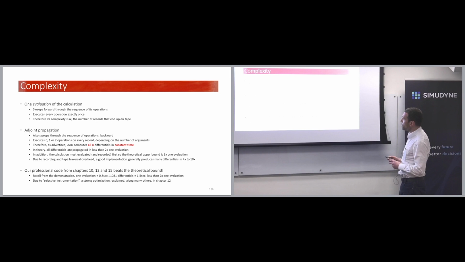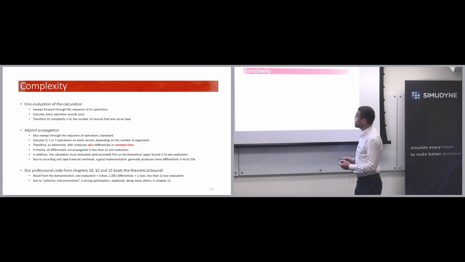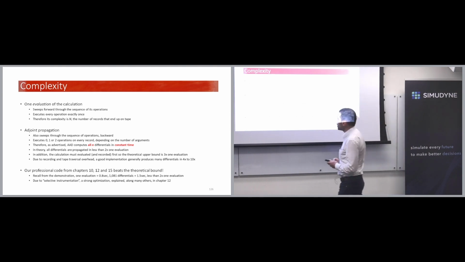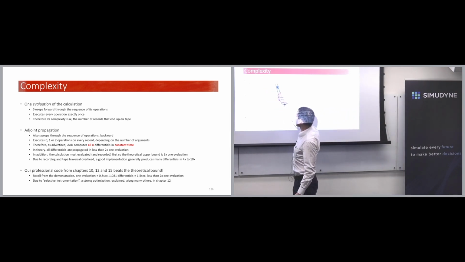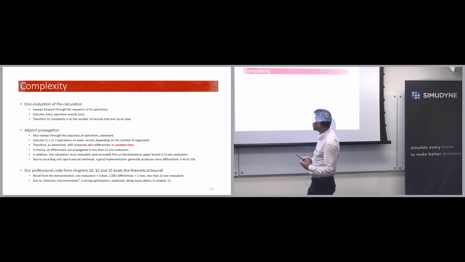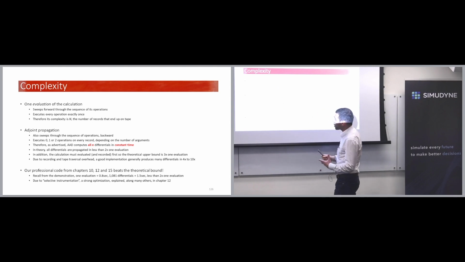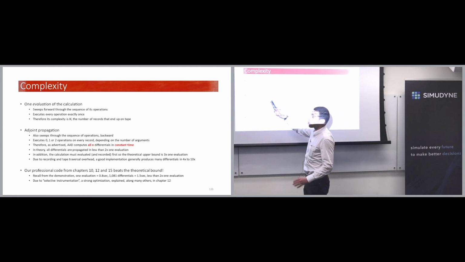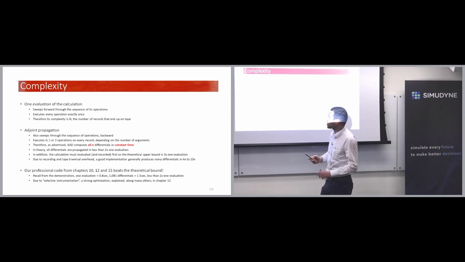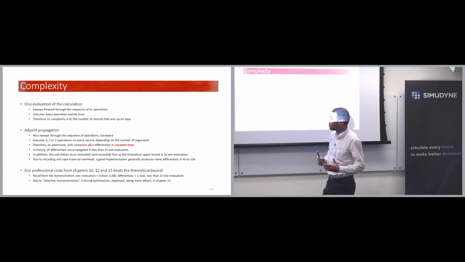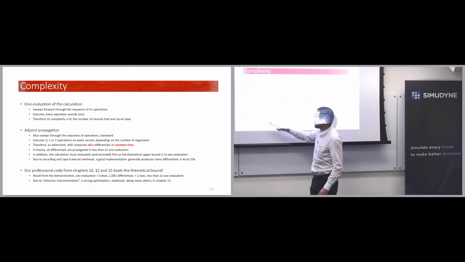So, speaking of complexity, let's go back to what evaluation of a calculation means. Not talking about derivatives for a moment. It means that we sweep forward through the sequence of its operations, obviously. We execute every operation exactly once, therefore its complexity is capital N. Its complexity in the number of operations, the number of records that end up on tape. That should be obvious. What is the complexity of the adjoint propagation?